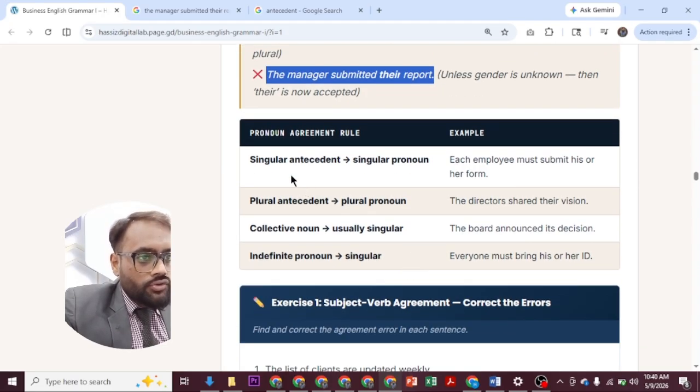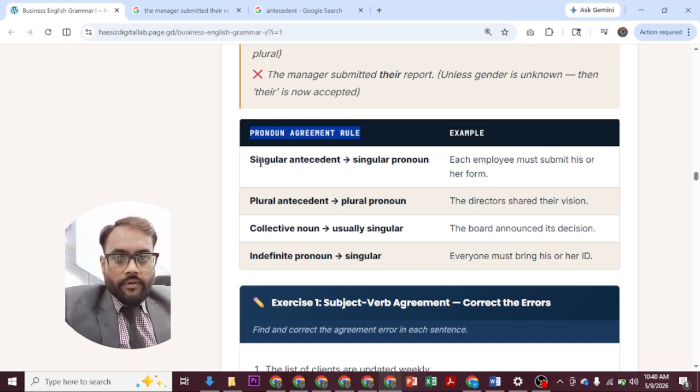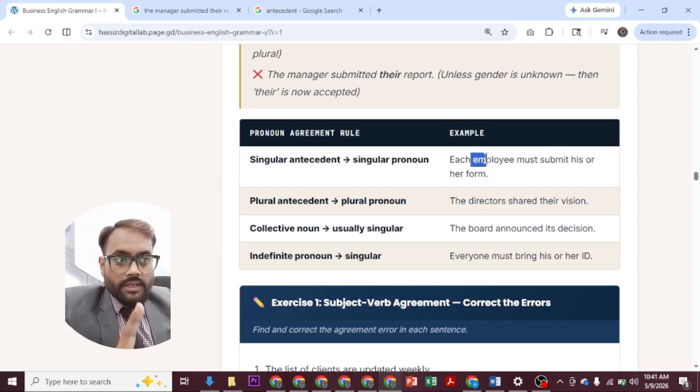Now moving toward the pronoun agreement rules. What are the rules? We have 4 different rules over here. First, singular antecedent, where we're talking about a single thing, with singular pronouns: each employee must submit his or her form. Each employee, we're talking about an individual person.